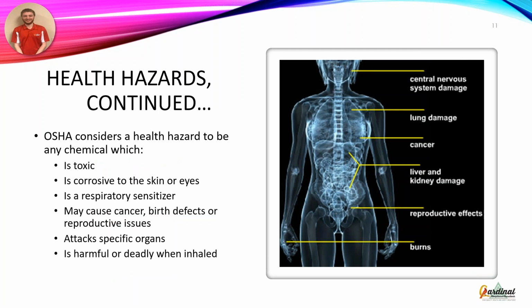Okay, now health hazards continued. So OSHA's regulation pretty much calls out health hazards to be any chemical which is considered toxic, corrosive to the skin or eyes, is a respiratory irritant, anything that might cause cancer or birth defects or reproductive issues, or a chemical that specifically attacks an organ. A lot of times you'll see them attack the liver and the kidney, as well as sometimes the reproductive system like we've talked about.